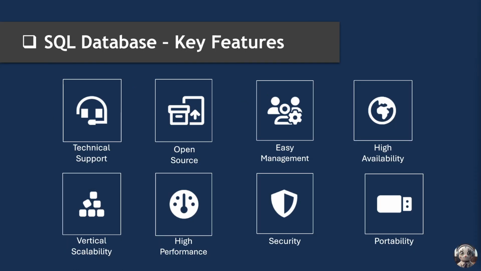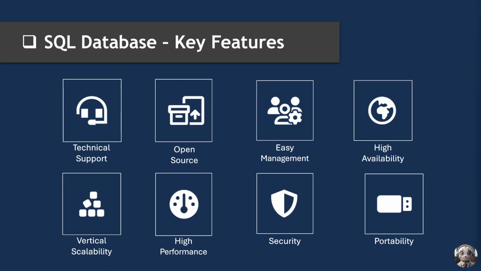SQL databases, also known as relational databases, have several key features that make them suitable for specific use cases. These features include: first is technical support. SQL databases offer robust technical support and extensive documentation, making it easier for developers and users to troubleshoot and optimize their databases. Examples of SQL databases include MySQL, PostgreSQL, Microsoft SQL Server, and Oracle.